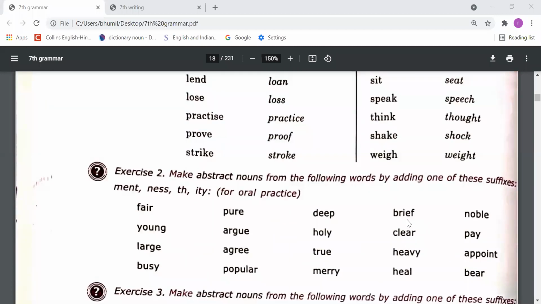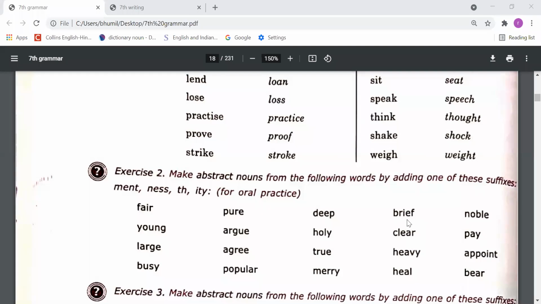Now please come to the second exercise. Make abstract nouns from the following words by adding one of these suffixes: ment, ness, ity, for oral practice. So this exercise you have to do for your oral practice. Let's see how to do this exercise.